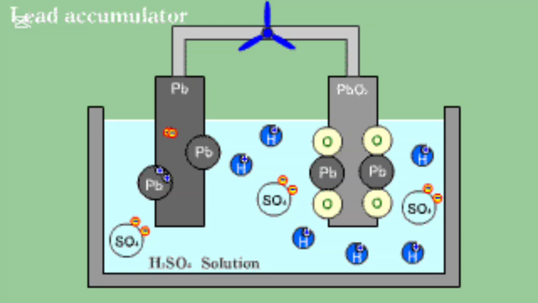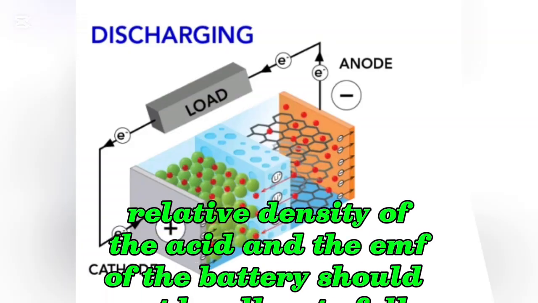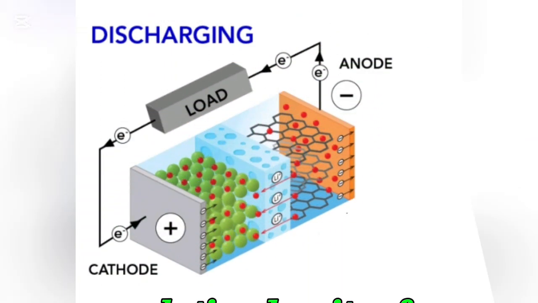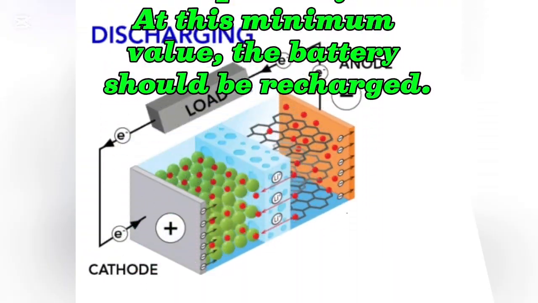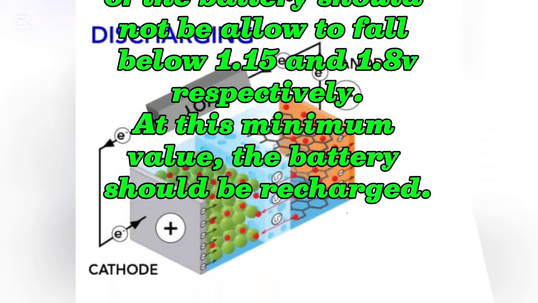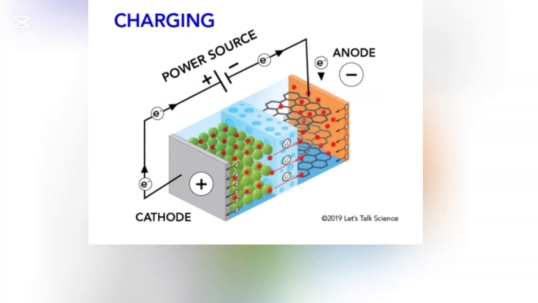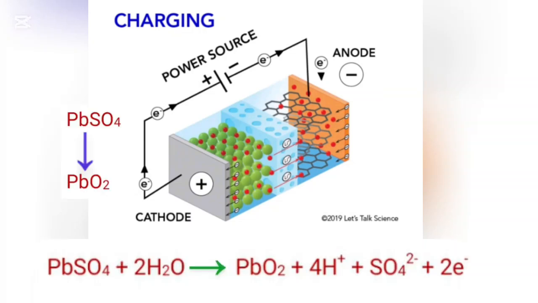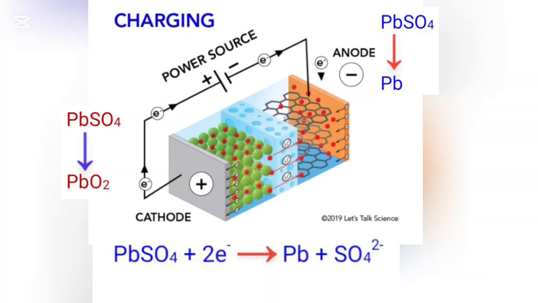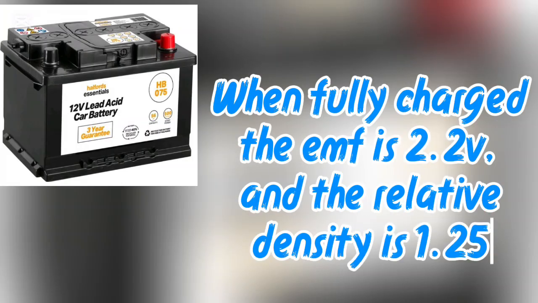To maintain good performance, the relative density of the acid and the EMF of the battery should not be allowed to fall below 1.15 and 1.8 volts respectively. At this minimum value, the battery should then be recharged by passing current in the opposite direction to that of the discharge. The battery then regains its original active materials on both plates. At the positive plate, the lead sulfate is oxidized back to lead peroxide. At the negative plate, the lead sulfate is reduced back to metallic lead. When fully charged, the EMF of a lead battery is 2.2 volts and the relative density of the acid 1.25.